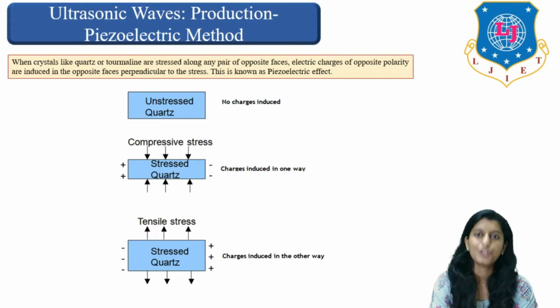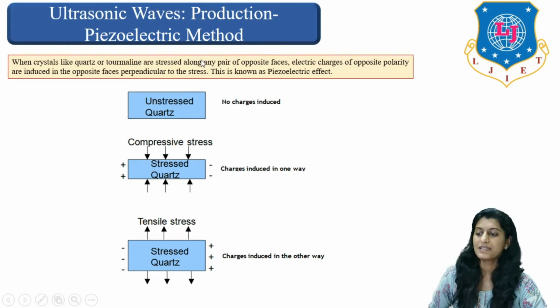The next method for production of ultrasonic wave is the piezoelectric method. The piezoelectric method is one of the most important and widely used methods for production of ultrasonic wave. Here, when crystals such as quartz are stressed along any pair of opposite faces, electric charges of opposite polarity will be induced, and this will be in the opposite phase perpendicular to the stress. And this particular phenomenon is termed as piezoelectric effect.